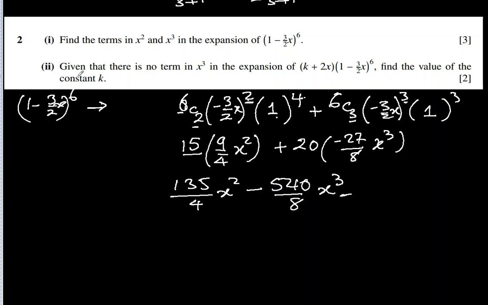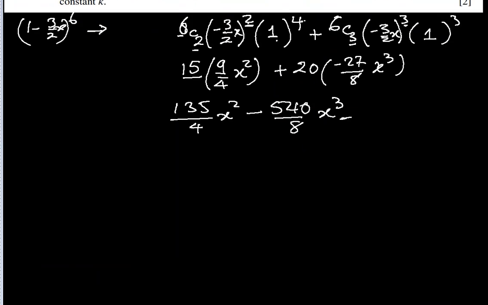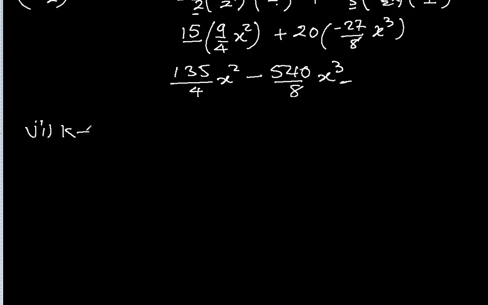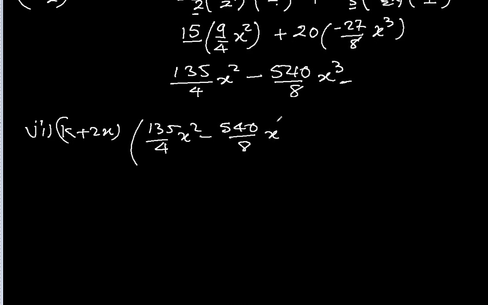Okay, second part is also there. Given that there is no term in x cube in the expression of this one, find the value of k. Alright. That means if we multiply the two, there will not be any x cube as a result. So part 2 is k plus 2x multiplied by the one we got in the first part, 135 over 4x square minus 540 over 8 x cube, is equal to 0x cube.